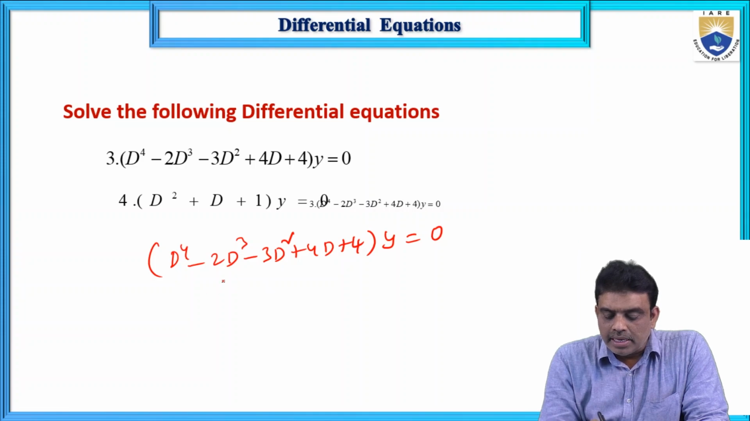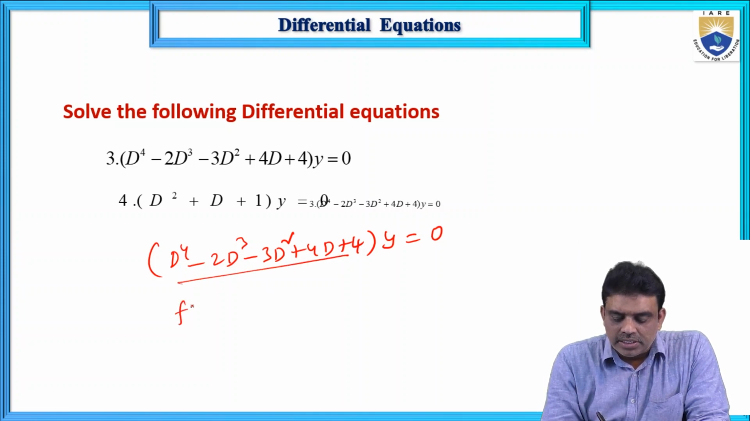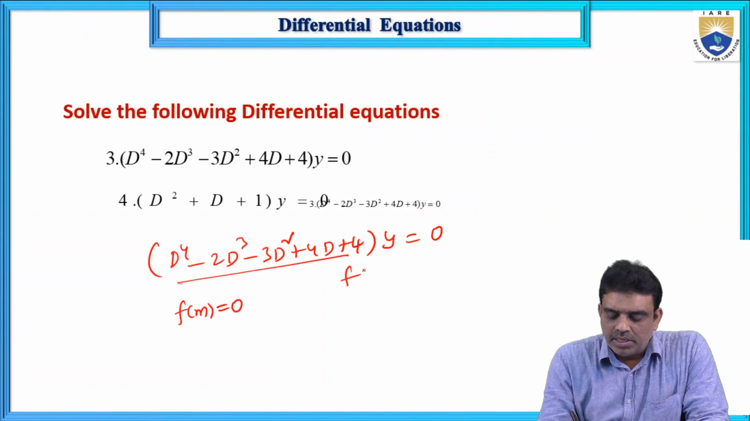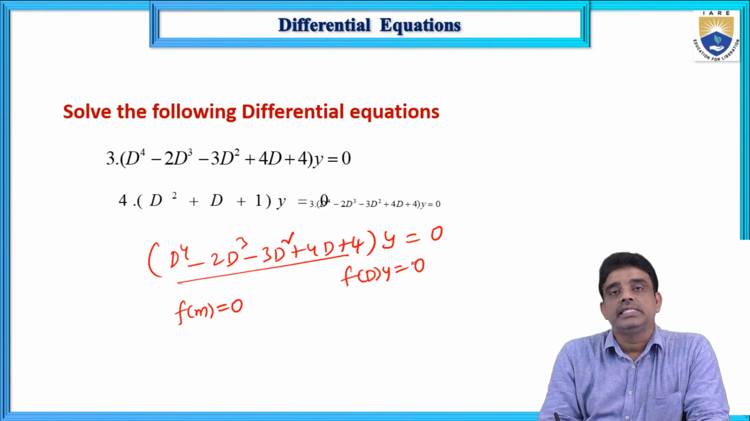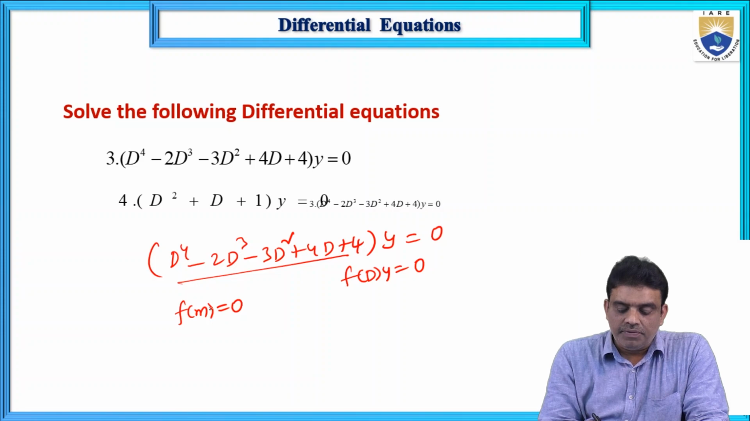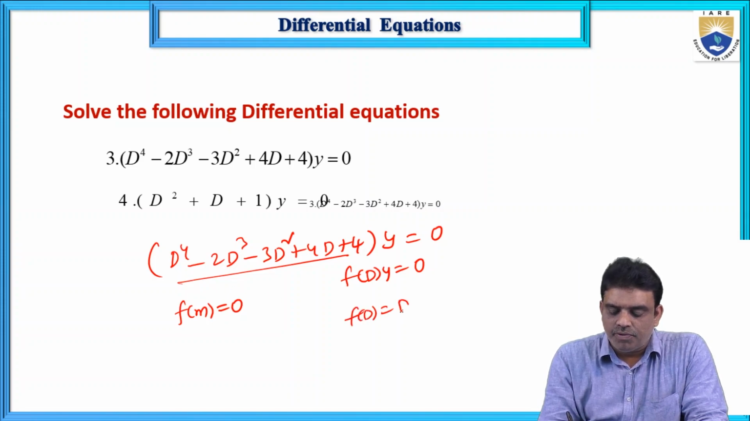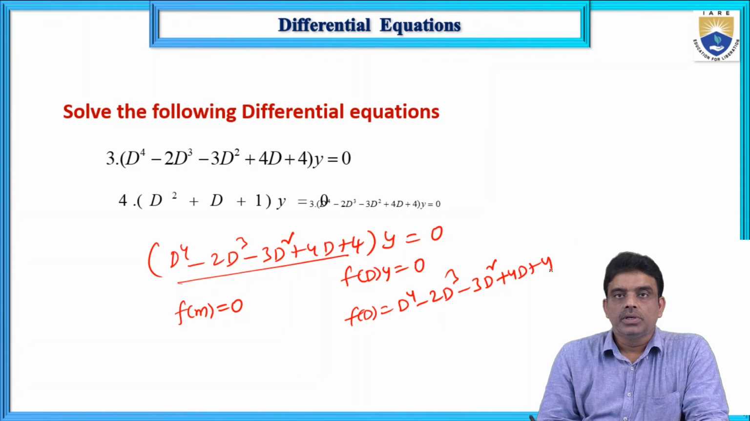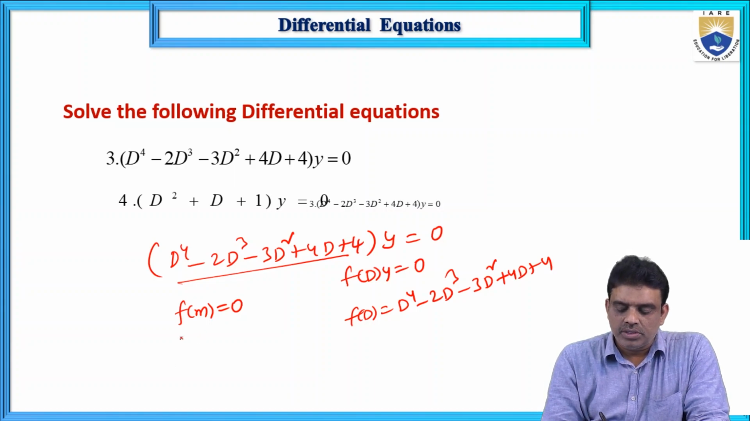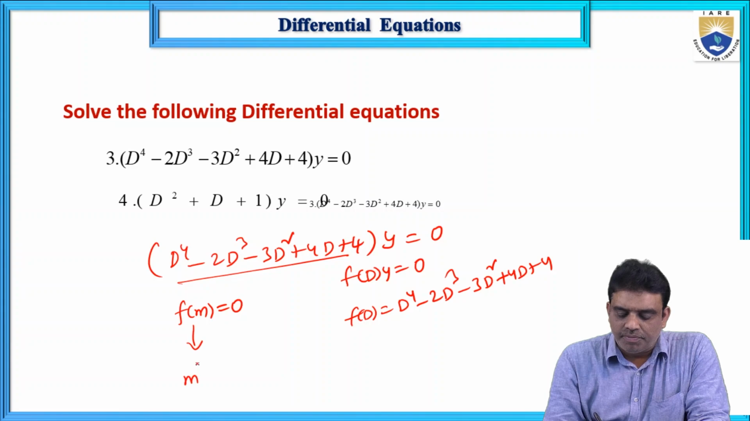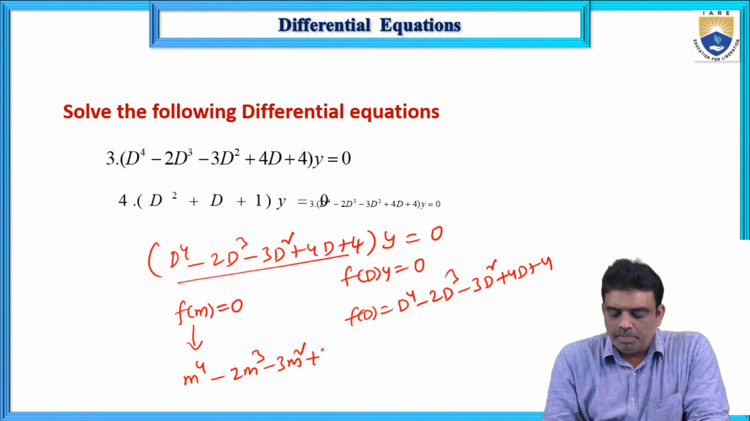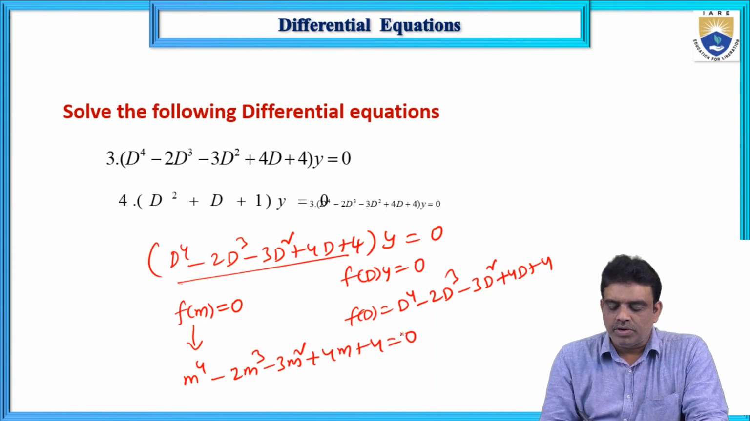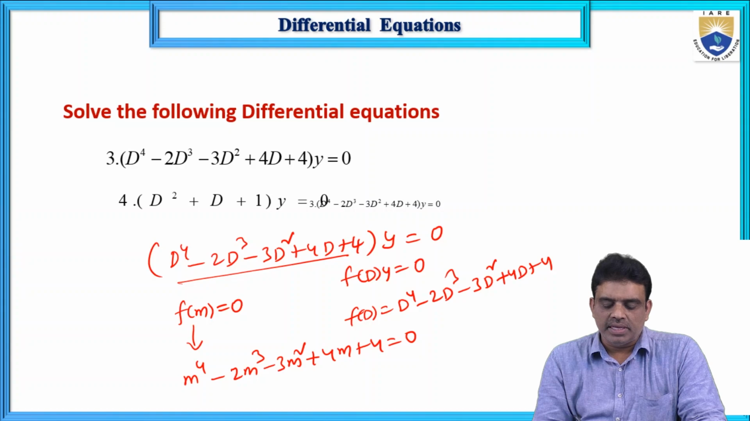So here the auxiliary equation is f of m is equal to 0. Here f of D into y, the given equation is already in operator form. What is f of D? D power 4 minus 2D cube minus 3D square plus 4D plus 4. So now find the roots of the equation. f of m is equal to 0, so we get m power 4 minus 2m cube minus 3m square plus 4m plus 4 is equal to 0. Now check the roots of the equation.